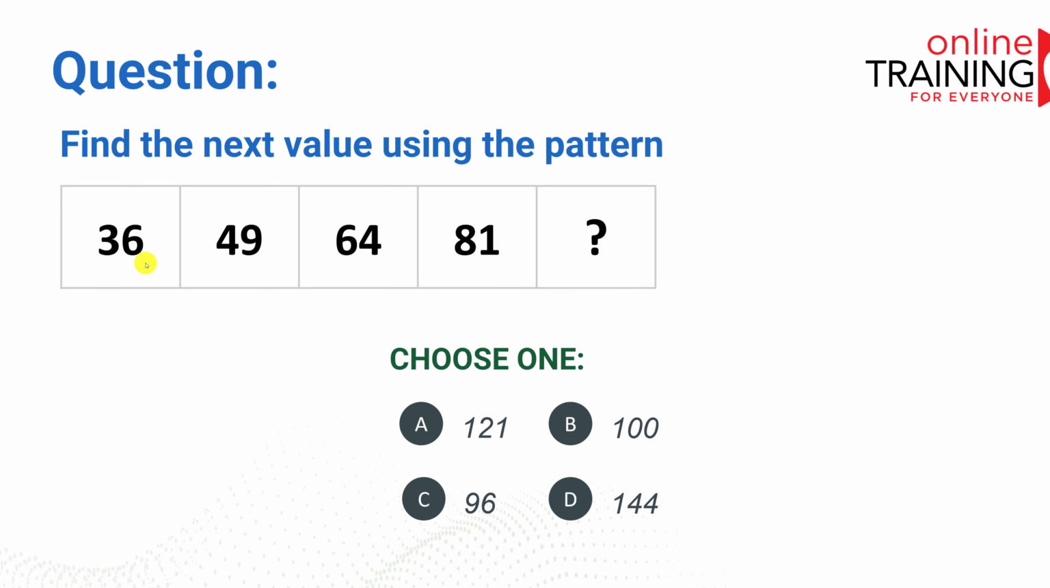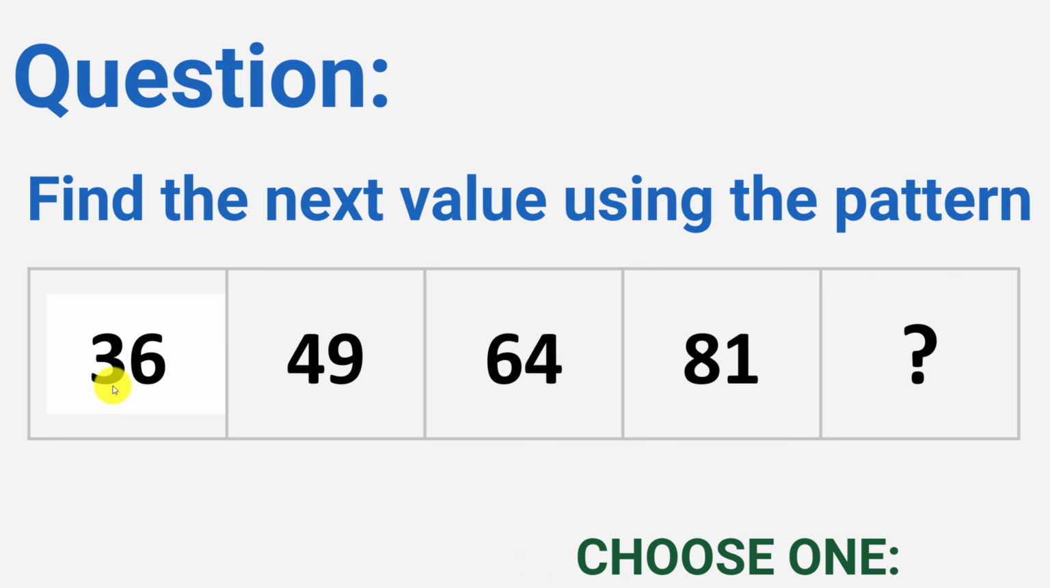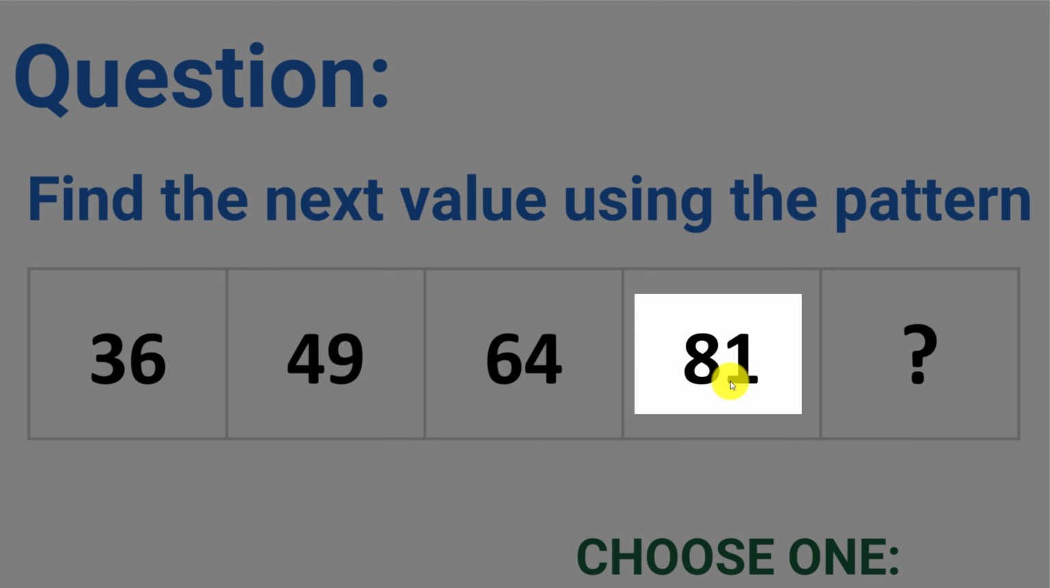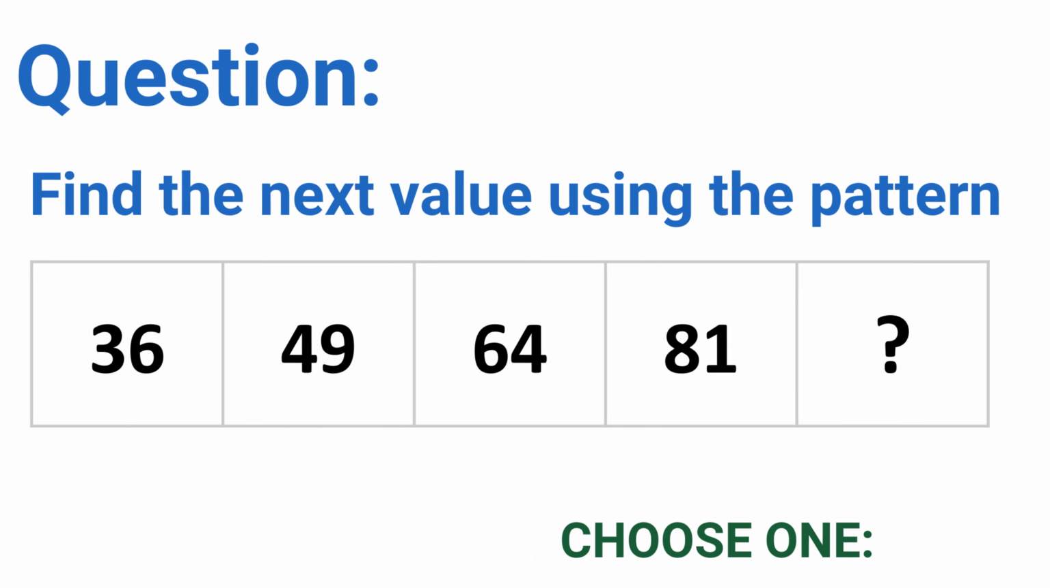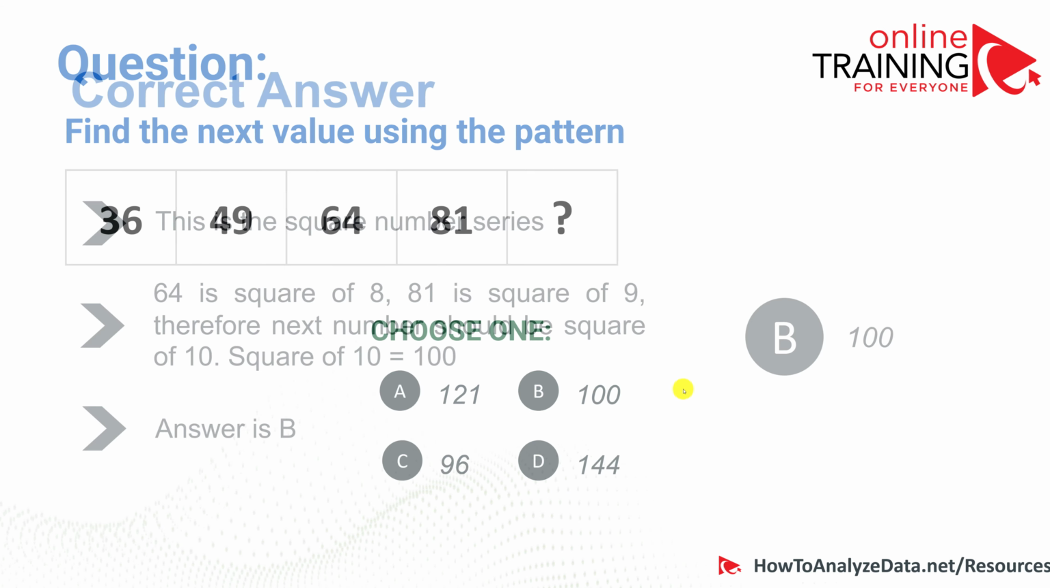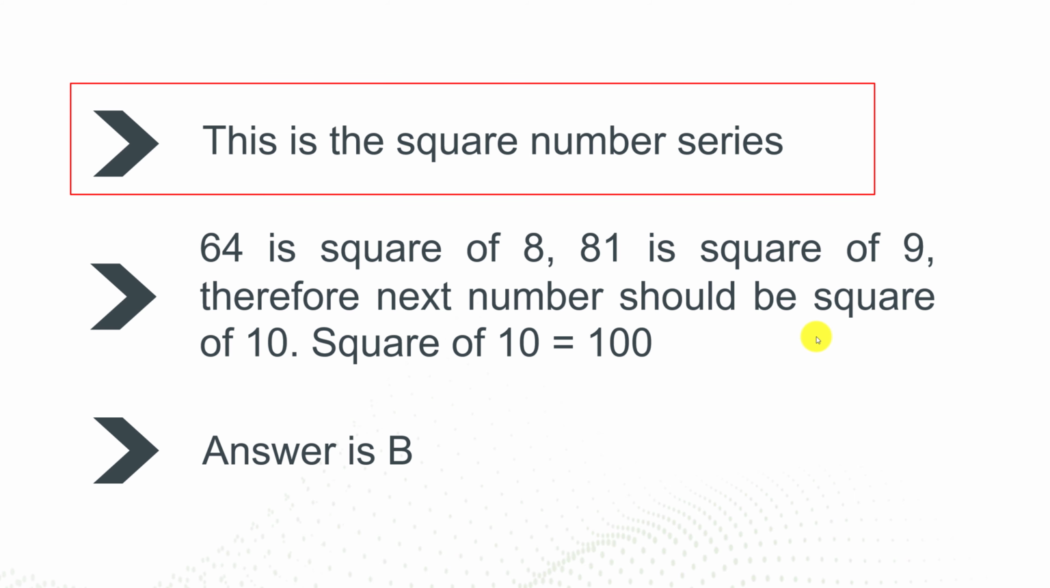Let's see if we can nail the answer. If you look closely, you see that there is a square pattern here. 6 by 6 is 36, 7 by 7 is 49, 8 by 8, 64, 9 by 9 is 81. Can you guess the next one? 10 by 10 is an equivalent of 100. Let's recap. So this is the square number series.